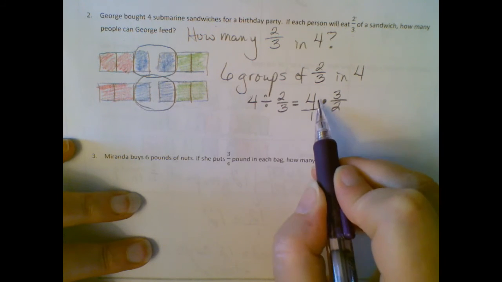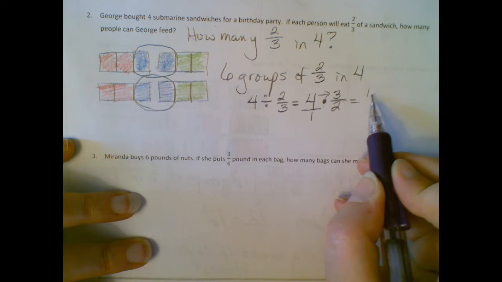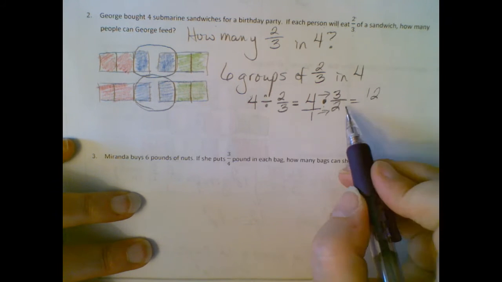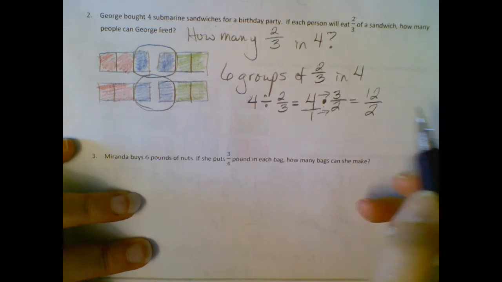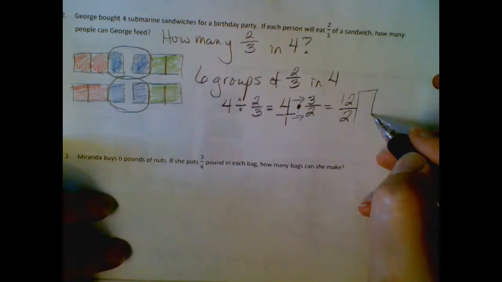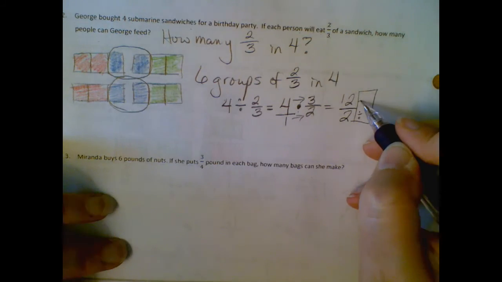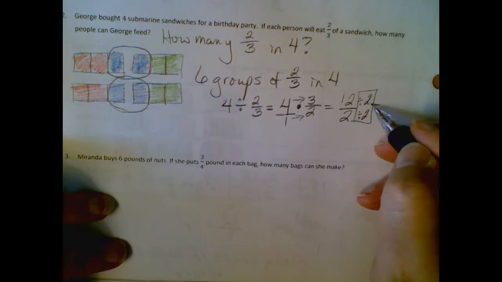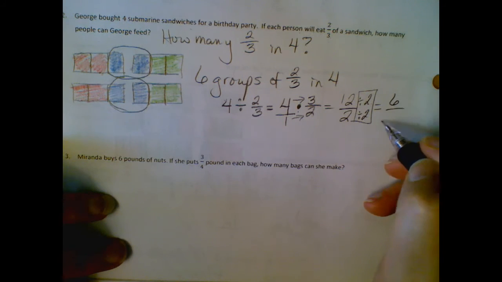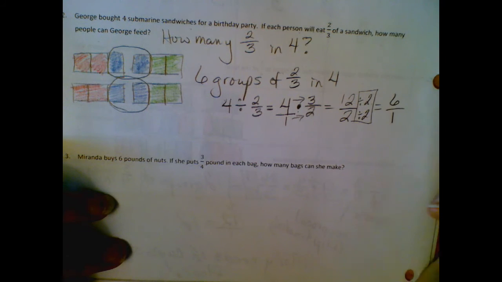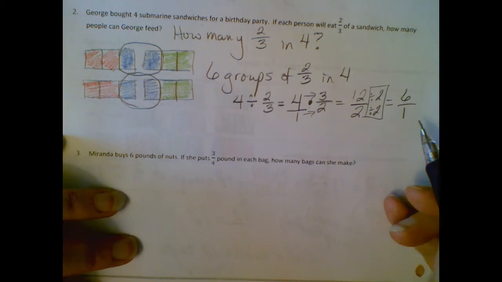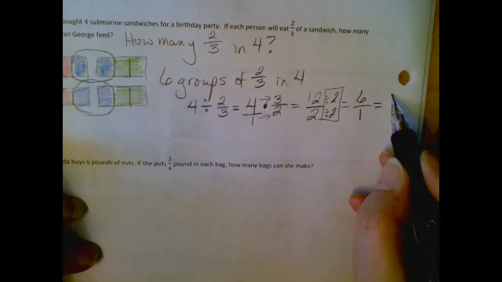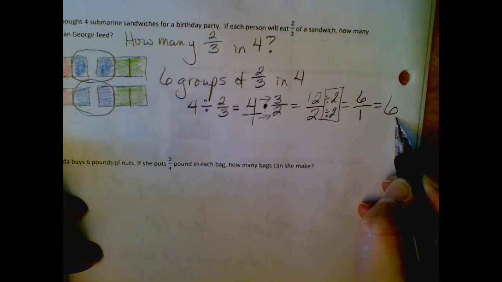4 over 1, 4 times 3 equals 12. 1 times 2 equals 2. And reduce, find a giant 1 they both go into, and this is 2. 12 divided by 2 is 6. 2 divided by 2 is 1. So we see there's my 6 wholes again. 6 over 1 is 6 wholes.